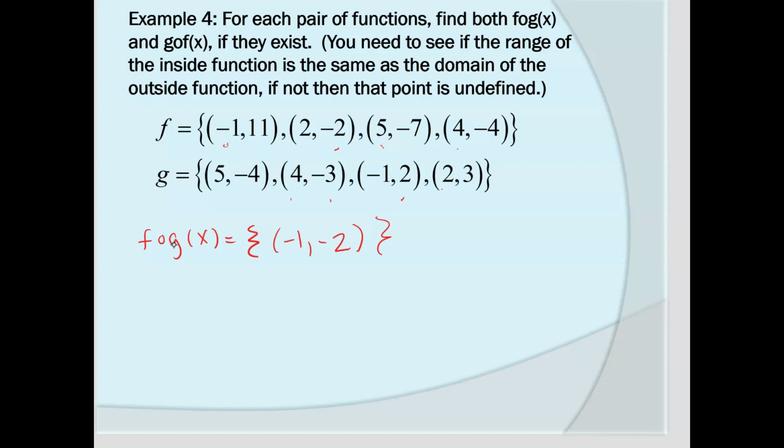Let's look at g of f of x. So -1 maps to 11. No 11. Doesn't exist. 2 maps to -2. No -2. 5 to -7. 4 to -4. Therefore, this is undefined.